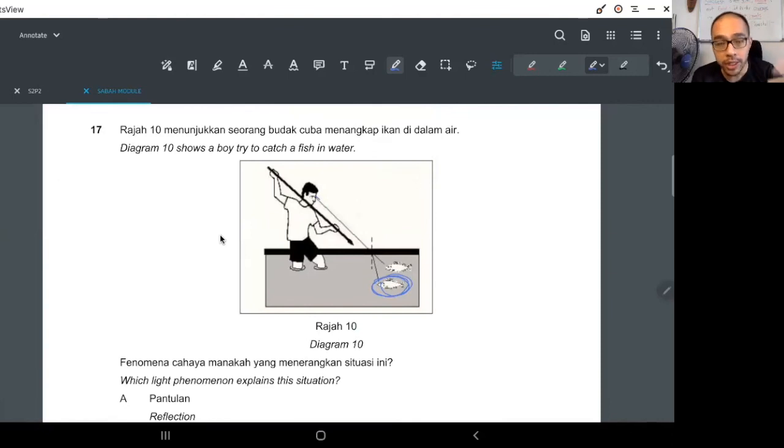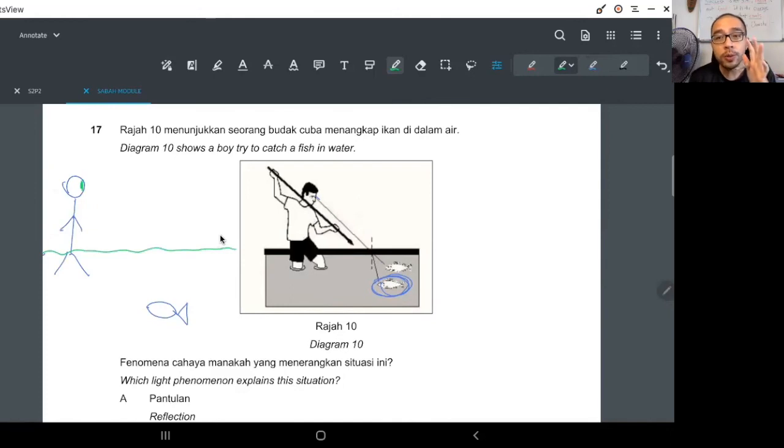So usually a question, they will give you like this. So this is the boy, and this is the actual position of the fish. And let's say, sorry, what a horrendous drawing. So let's say the boy is standing here. Yang paling penting is the cahaya yang masuk di sini.